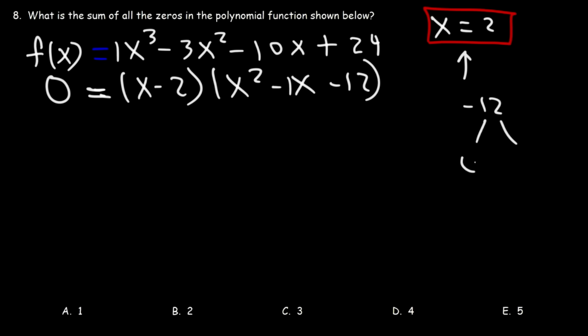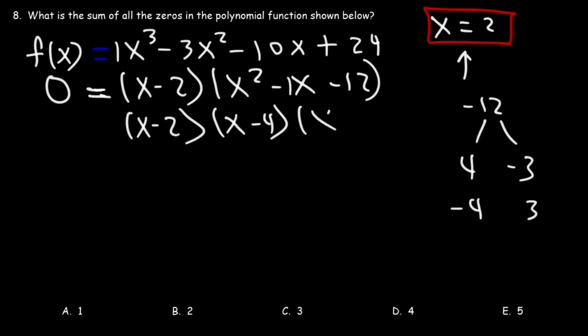Negative 12 is basically 4 times negative 3. But these two numbers add up to positive 1. If we reverse the signs, these two will add up to negative 1. So we can factor it as x minus 4 times x plus 3.